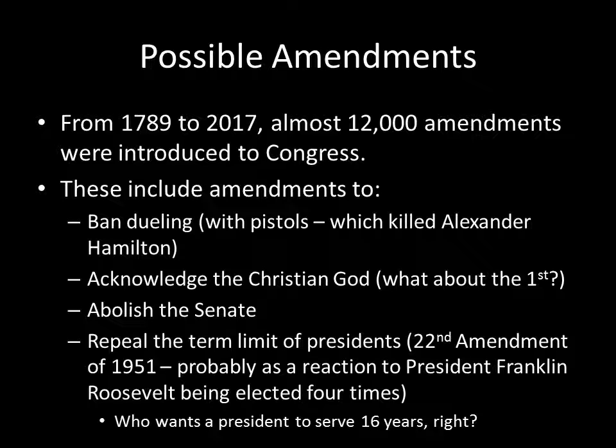There are some possible amendments from 1789 to 2017. Almost 12,000 amendments were introduced to Congress. These include amendments to ban dueling with pistols, which killed Alexander Hamilton, and to acknowledge the Christian God. So what about the First Amendment?